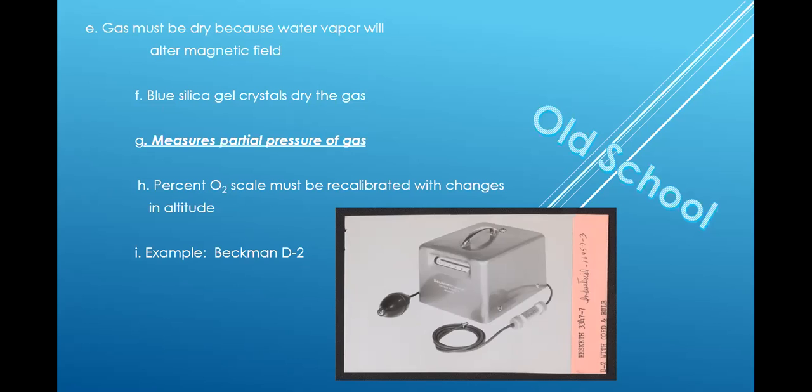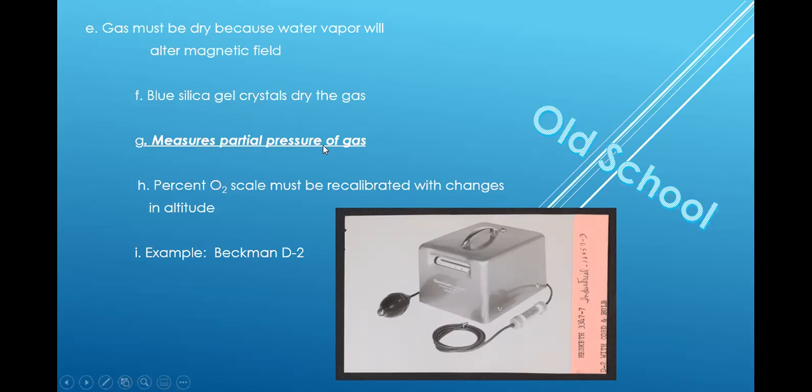The paramagnetic analyzer measures the partial pressure of gas. The gas must be dry because water vapor will alter the magnetic field. So the gas that you analyze with the paramagnetic analyzer has to be dry. There are some little crystals in there that dry the gas, called blue silica gels. The blue silica gels make the gas dry so that the analyzer can work, and it measures the partial pressure of the gas.